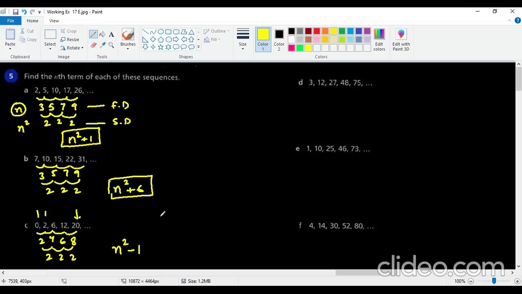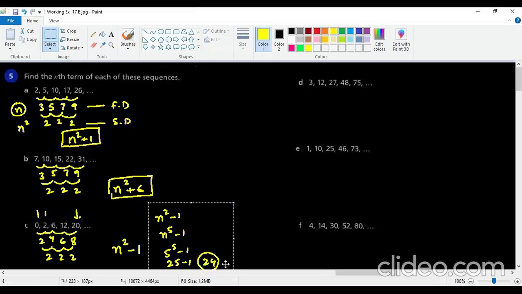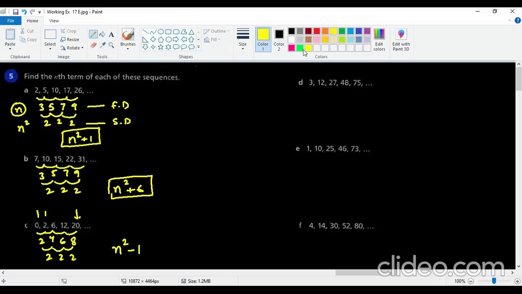So n square minus 1, if we see the fifth term, that means 5 square minus 1, 25 minus 1 is 24. So we are getting a wrong answer. So we cancel this and we go for something different, which is n square minus n. Now let's see if this term rule works for us or not.